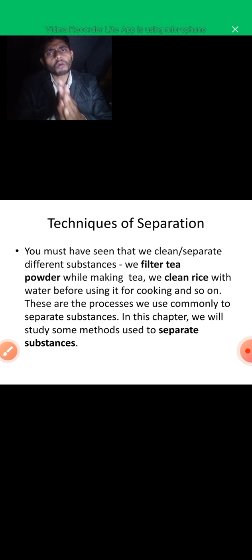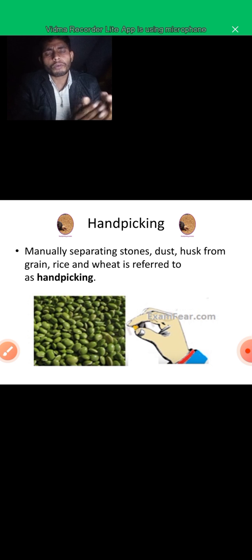Separation is the method of disjoining particles. You have seen how we separate substances, like filtering tea and powders, using some methods of these. First, handpicking. Handpicking is a method of manually separating, for example grain and rice.